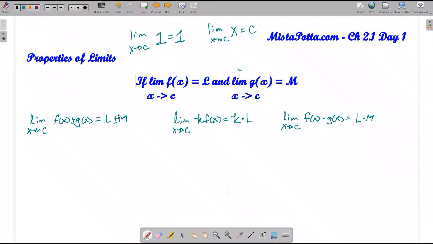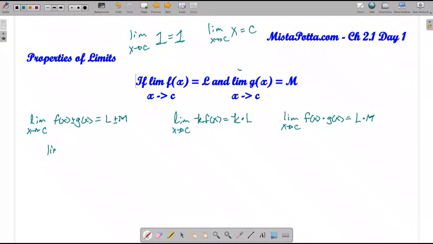So these are some of our basic things that we can do arithmetically with our limits of f of x and g of x. And we'll talk about how to use these in just a few minutes. But there are a few more properties that I want to talk about. If f of x and g of x are the same thing, then what I'm really doing is squaring f of x. And if I'm squaring f of x, I should be squaring my limit.